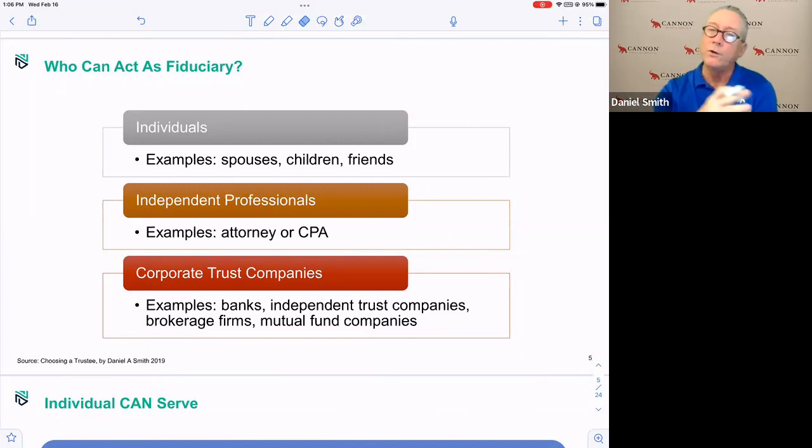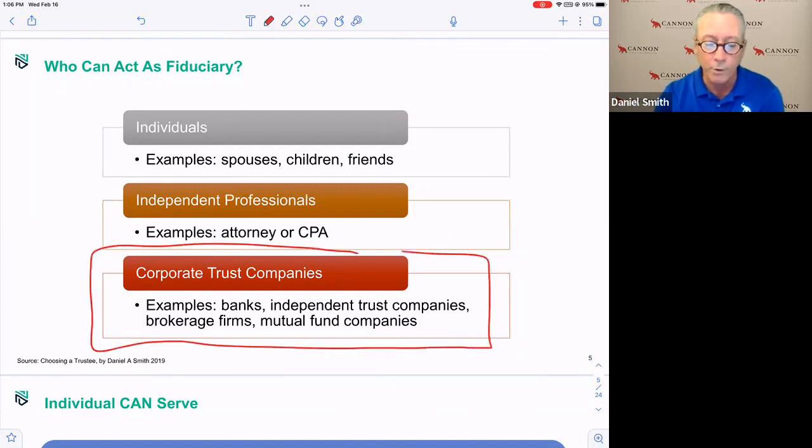So you hear about individuals and you hear about corporate trustees, the other end of the spectrum, right? So NATC acting as a corporate trust company. The licensing for that is typically through the banking regulations. And so there are a lot of banks, independent trust companies, brokerage firms, and mutual fund companies that have now gotten into this side of the money management and financial management process.